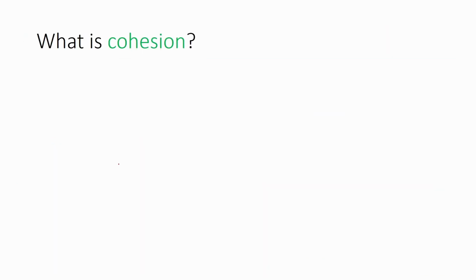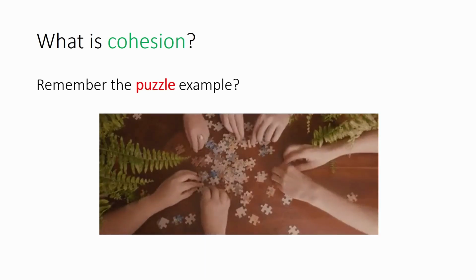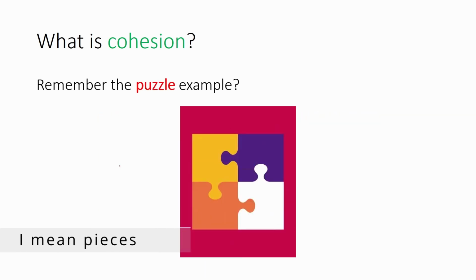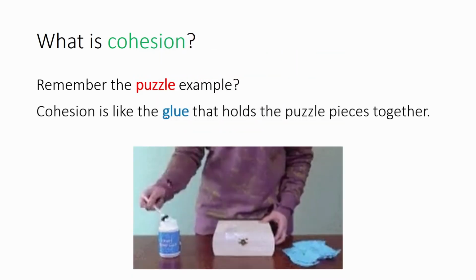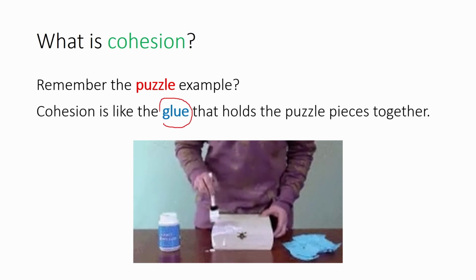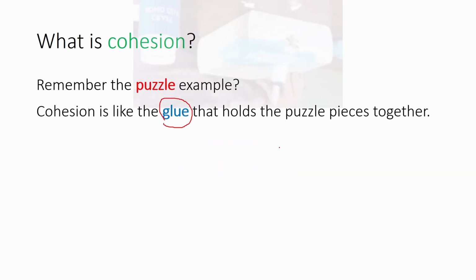Now let's move on to cohesion. Well, remember the puzzle example we talked about earlier? So we said that all puzzles should fit, right? Now you can consider cohesion as the glue that holds the puzzle pieces together, right? So this helps the reader understand how everything connects and keeps the story nice and smooth.